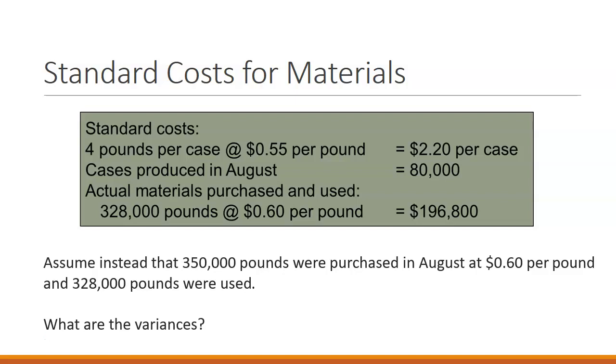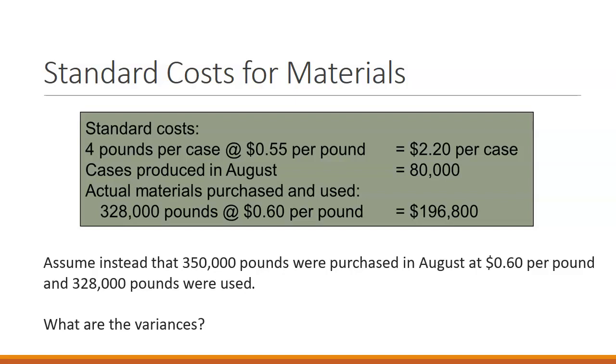The efficiency variance is the difference between the actual quantity used and the standard quantity. So remember, our actual quantity used was 328,000. Our standard quantity was 320,000. So our efficiency variance stays the same. But our price variance is going to differ because we purchased more than we used.